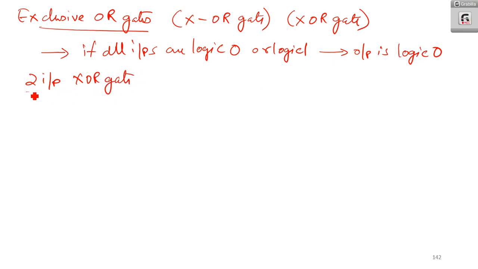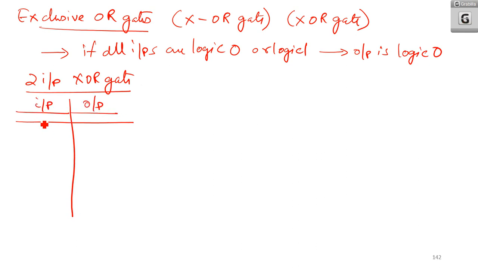if I am writing a truth table, input is there, output is there. I am having 2 inputs, A and B. Output is S, 0 0 0 1 1 0 1 1. Here what is the logic? If all the inputs are logic 0, then output is logic 0, as well as when all the inputs are logic 1, then output is logic 0. For all other cases, the output is logic 1.